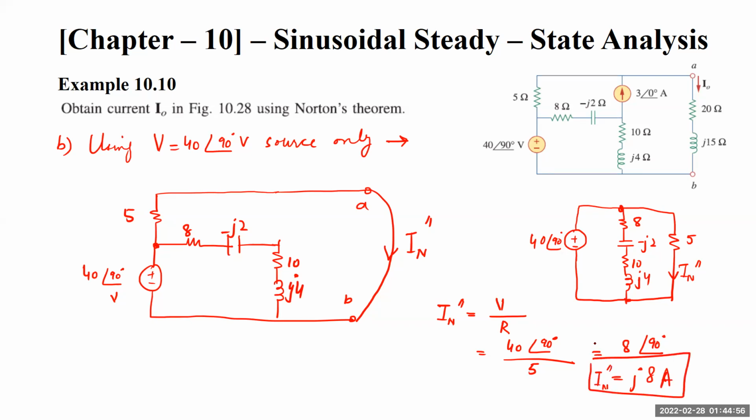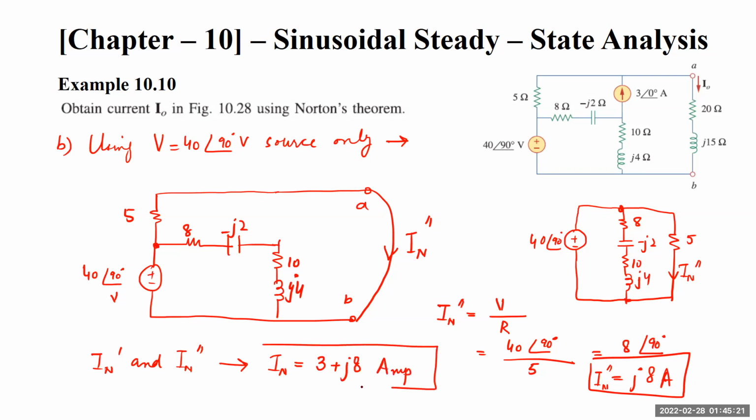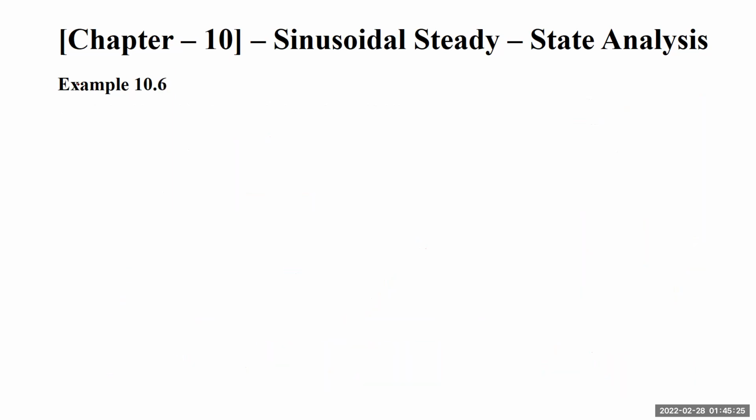So eventually we have found out both IN dash and IN double dash. So my I Norton will be equal to 3 plus j8 amperes. So this is the value of I Norton I have. So I will move ahead. We are not solving example 10 here.